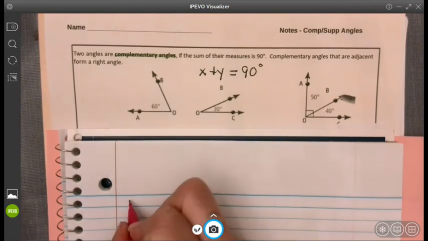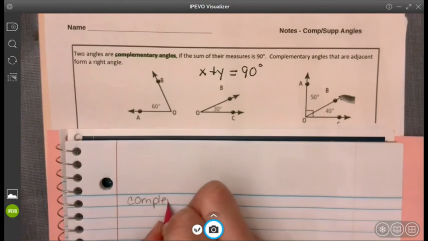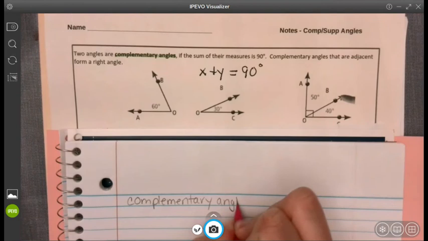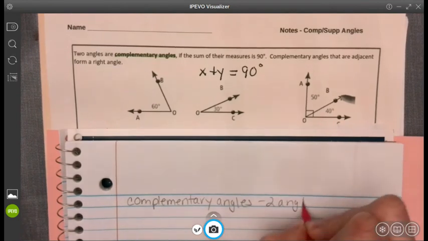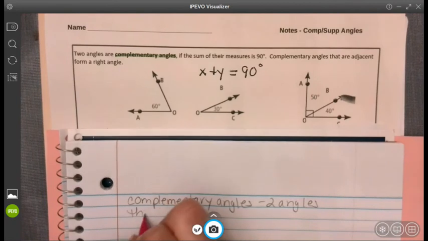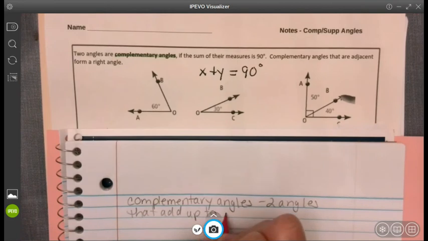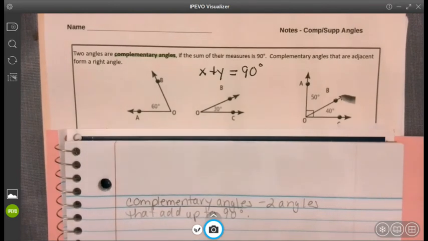So what I would do is on a line sheet of paper, I would actually write out the word complementary, just like I'm doing here, angles, and I would write that it's two angles that add up to 90. So I just took the definition and modified it a little bit. So I would just write that, underline it. So boom, there we go, we have the definition.